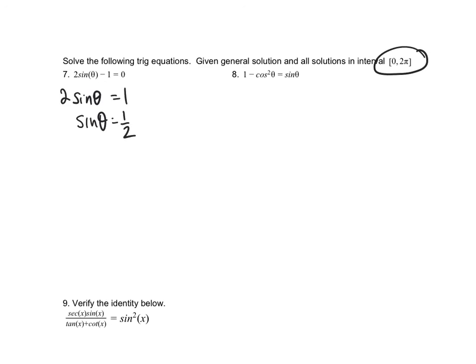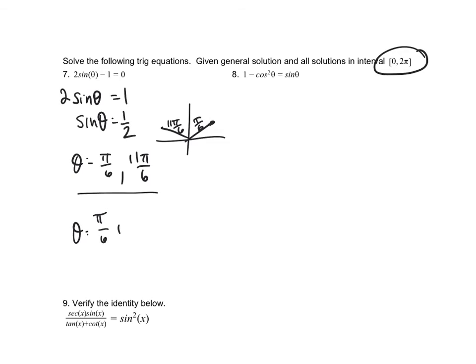So on my unit circle, I'm looking where the sine value, or the y value, on the unit circle equals 1/2. And if I look at my unit circle, the two places where sine is half are at pi over 6 and 11 pi over 6. So those would be my two solutions, pi over 6 and 11 pi over 6. Now, we know these do repeat. These are the ones in the interval 0 to 2 pi. But if I wanted the general solutions, I do know they repeat every increment of 2 pi, because as long as I go around the circle one more time, I'm going to get another solution.